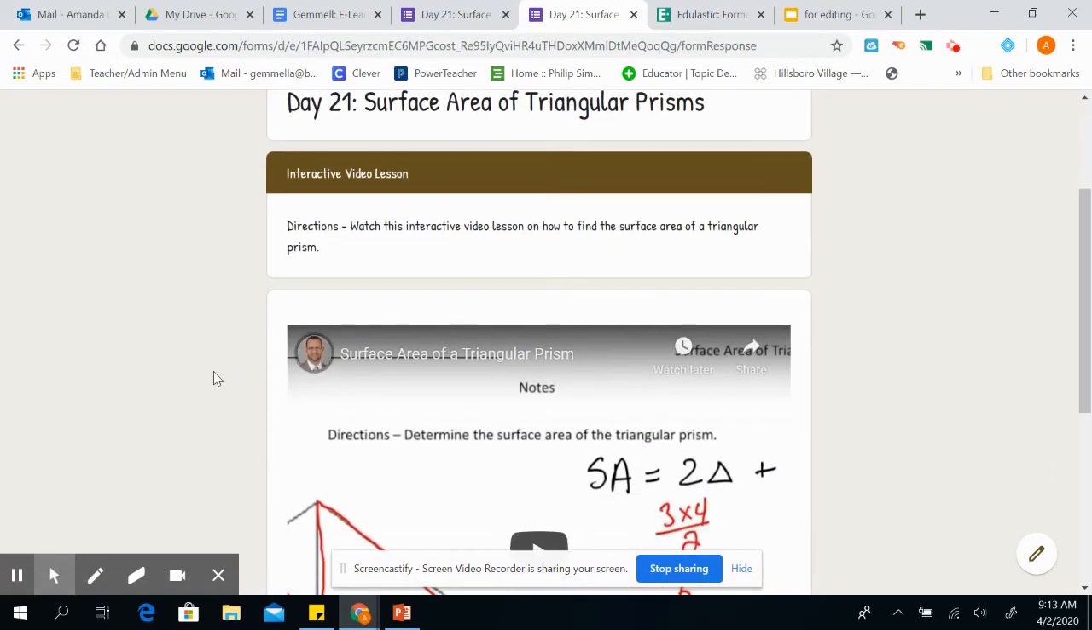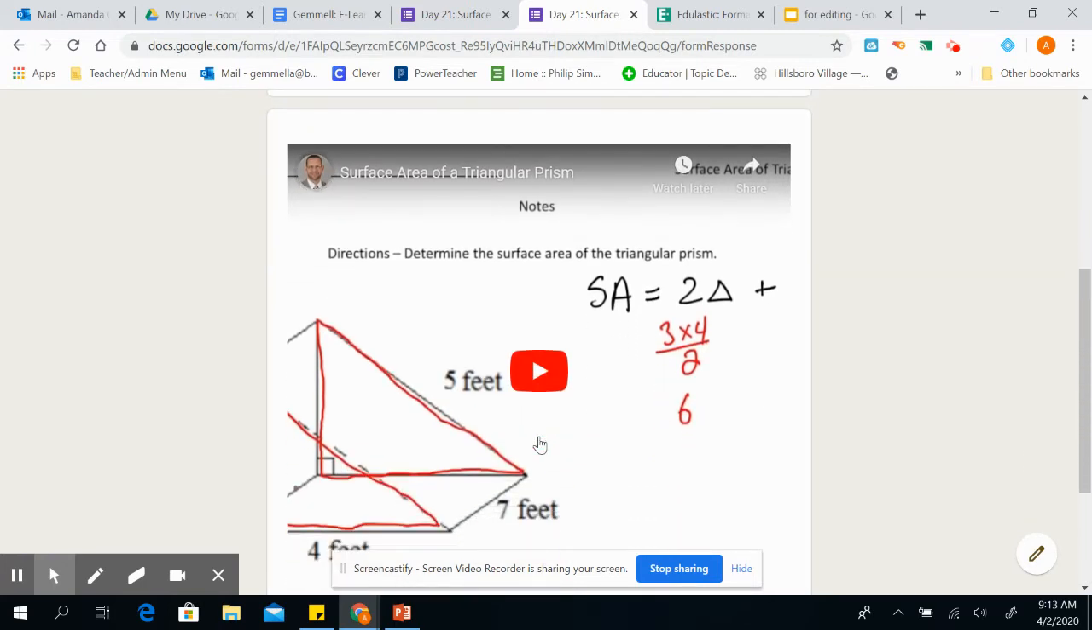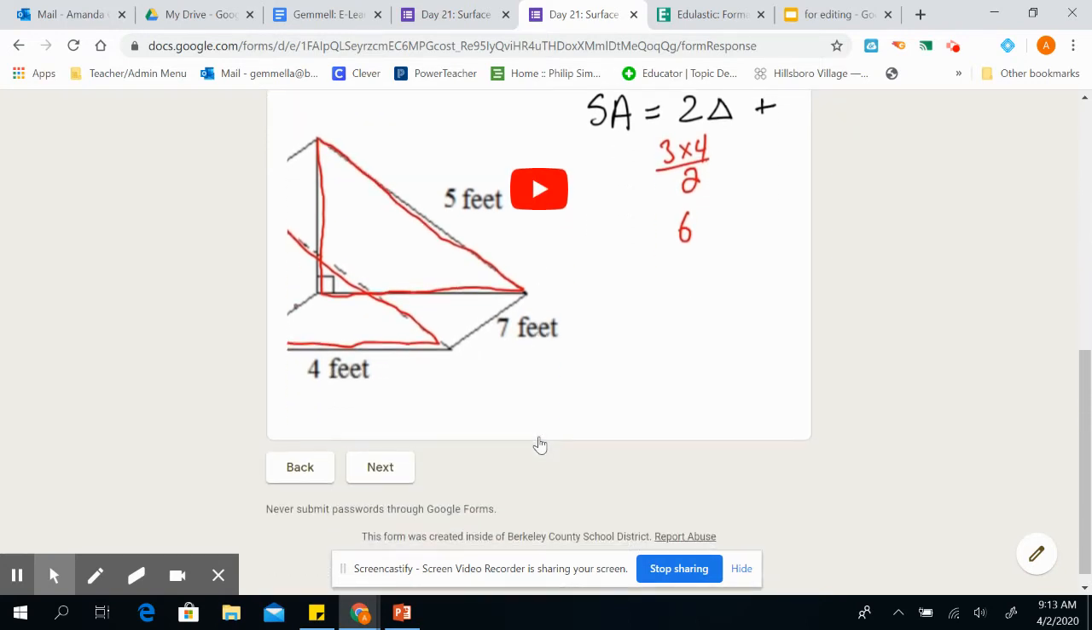Okay, so in this section, you should watch this interactive video lesson on how to find surface area of a triangular prism. This again is just showing you how to do it. It's a review of calculating surface area of the triangular prism. Once you've watched the video, you can click next.